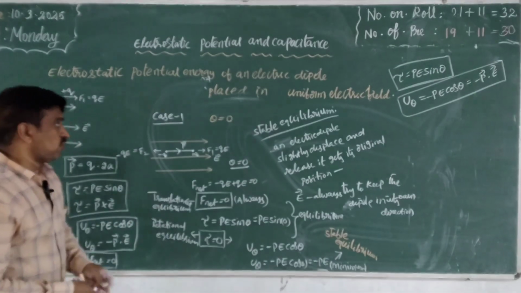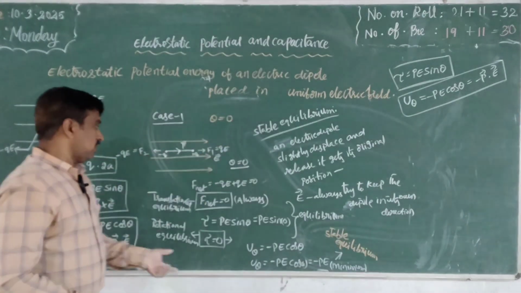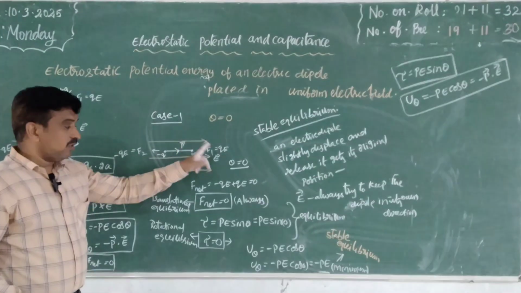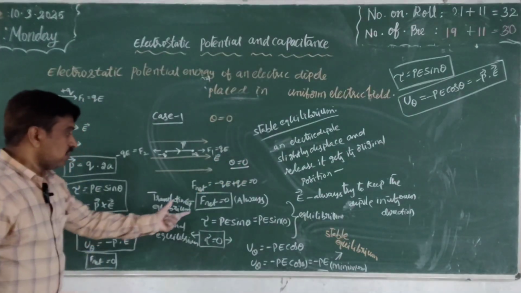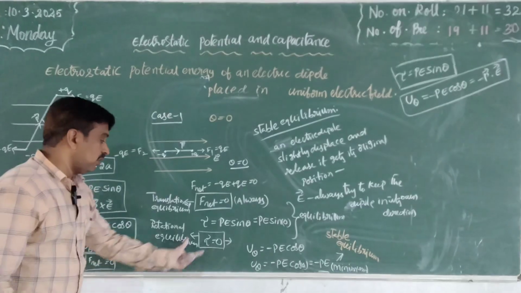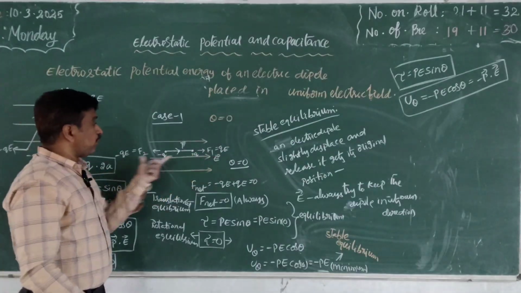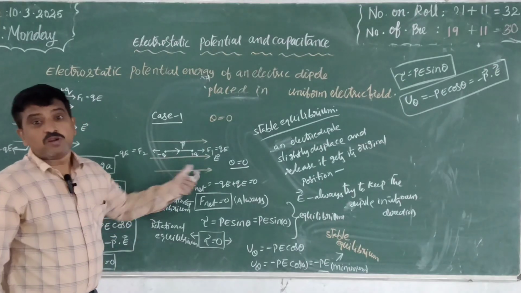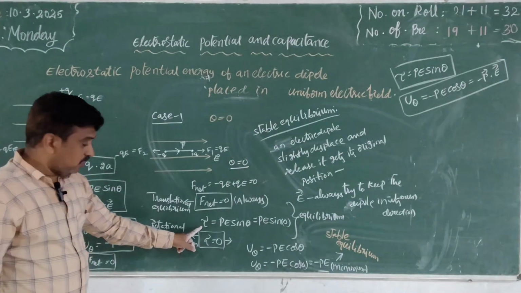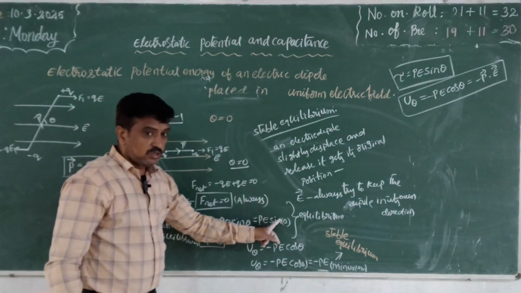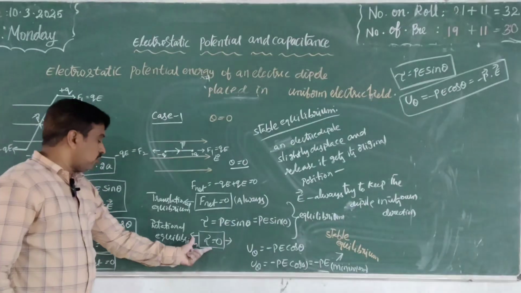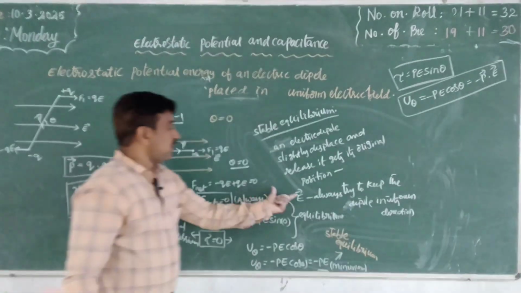So this is the first case. What is the first case? Theta equals 0. Theta equals 0 means the direction of the electric dipole moment and the electric field are both parallel. In this case, F net equals 0. F net is always 0 when the electric dipole is placed in an external uniform electric field. So torque equals 0. Why? Because there are two equal and opposite forces with the same line of action. Using the formula, torque equals pE sin theta, pE sin 0, we get torque equals 0. F net equals 0 means translational equilibrium, torque equals 0 means rotational equilibrium. Both together we call mechanical equilibrium.